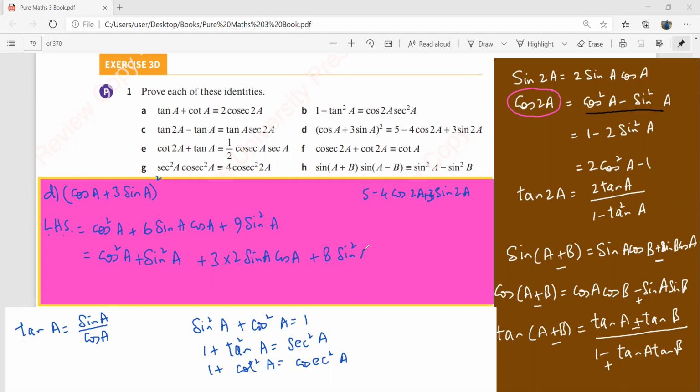Okay. Yes, I think I have reached where I wanted to be. You see, I have broken this 9 sine square a into sine square a plus 8 sine square a. And I have written one of the sine square a with the cos square a. Now this becomes 1, okay? And this is going to become 3 sine 2a, okay?